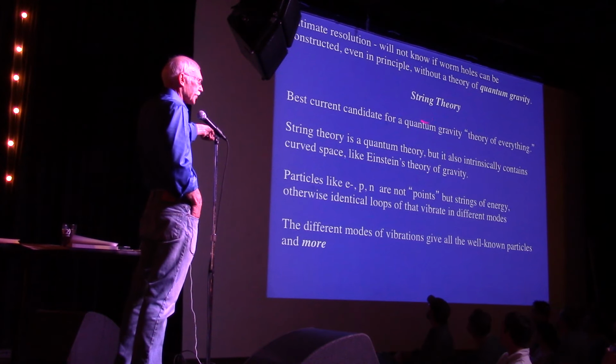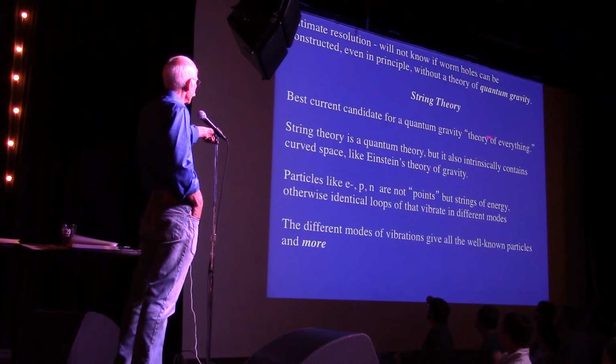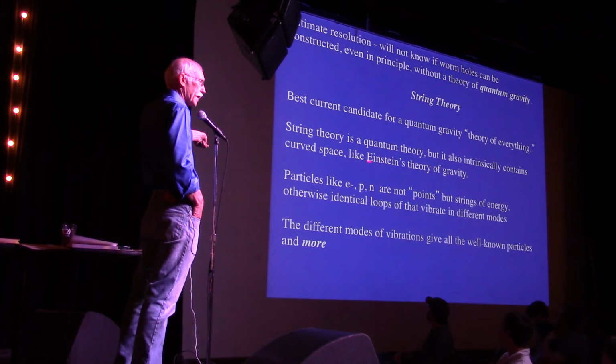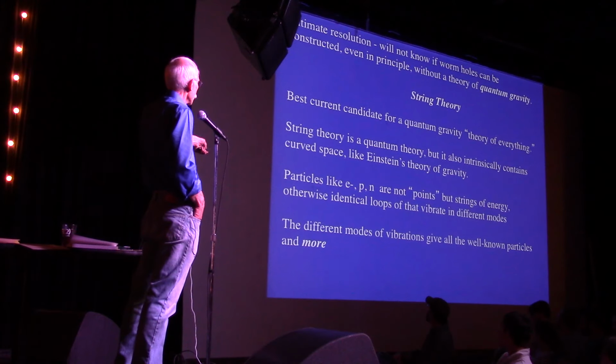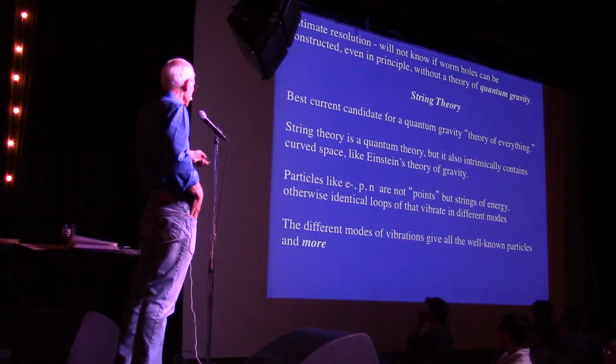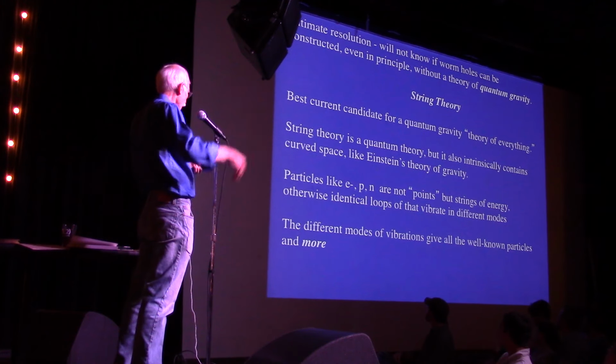So string theory is something like a quantum gravity theory of everything. It is a quantum theory intrinsically, but it has curved space in it, like Einstein's theory of gravity. Particles aren't points, they're little strings of energy, vibrating in different ways. You get all the particles we know and love and more.